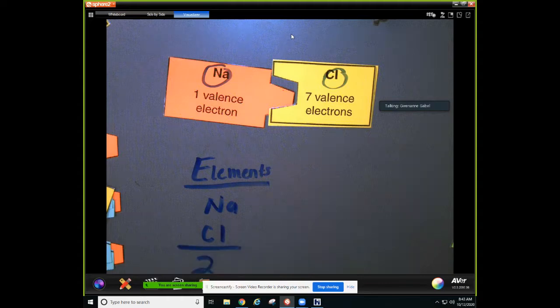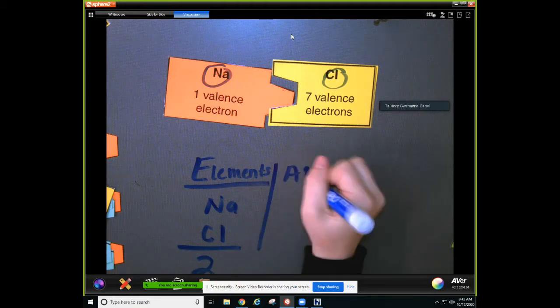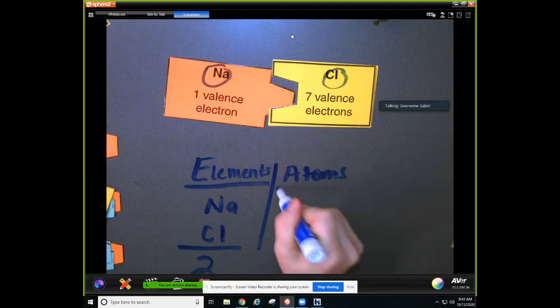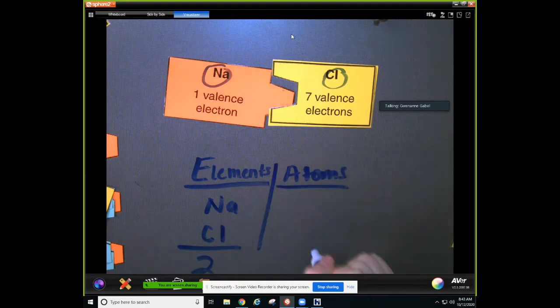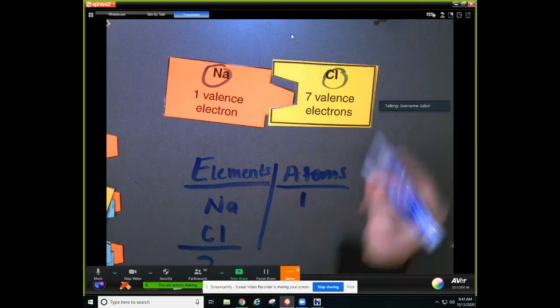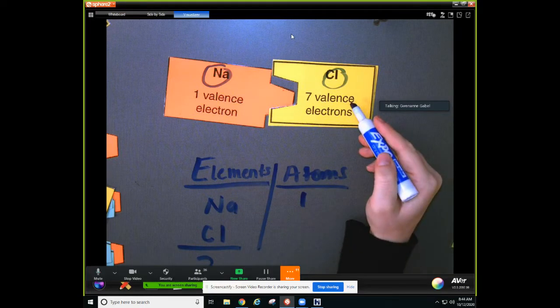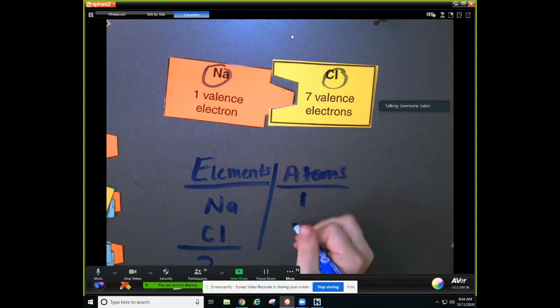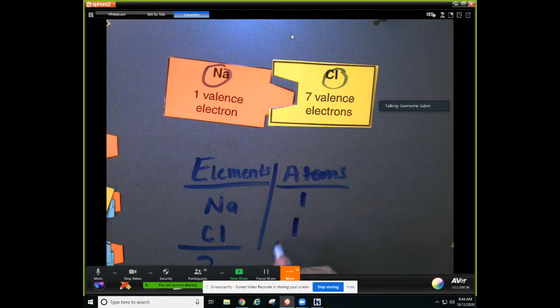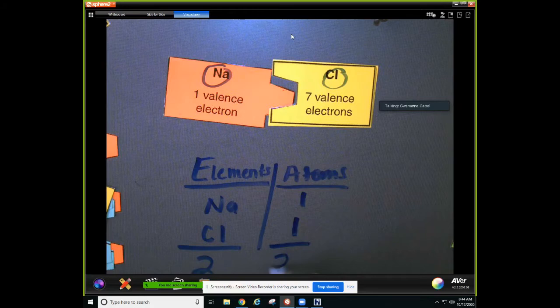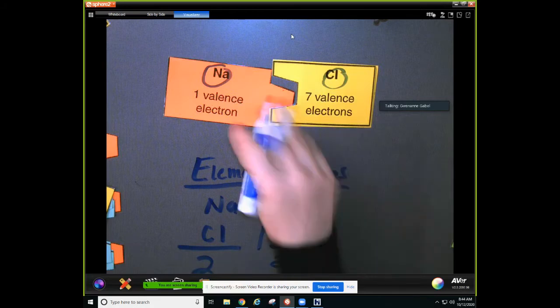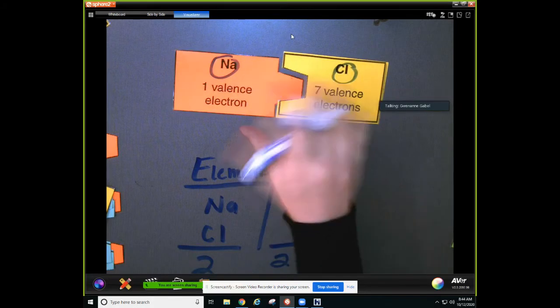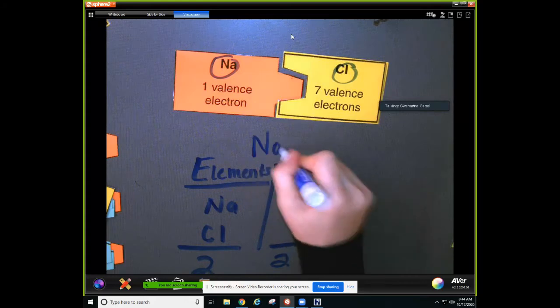2 total elements. Okay? Now, how many atoms of each element do I have? How many pieces are there? How many pieces of sodium do you see? I only see 1. So I have 1 atom. How many pieces of chlorine do you see? I only see 1. Okay? So I have 2 total elements and 2 total atoms. Okay? And we represent this compound NaCl.